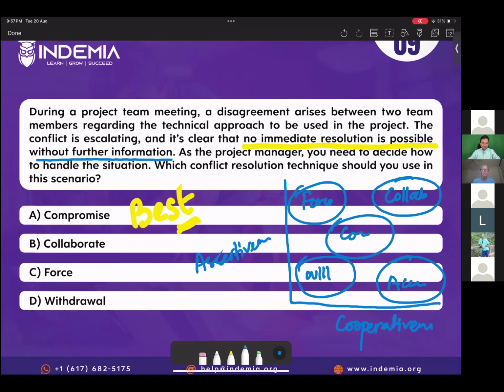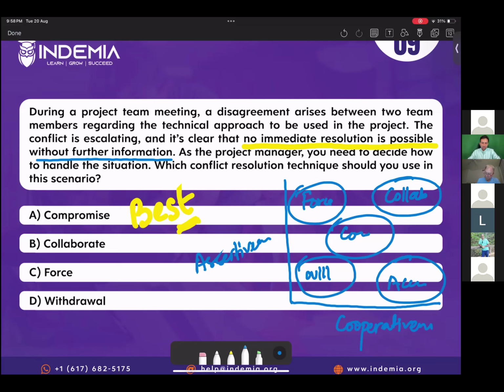And what's happening here, it says no immediate resolution is possible. So resolution is not possible right now, means you can't reach a consensus. So collaboration is not possible, right? It's clearly saying immediate resolution is not possible, so collaboration would not help here. Even if you collaborate, what would happen? No immediate resolution is possible without further information. You understand, everybody? If collaboration is possible, then just find a solution. So B can't be the right answer.